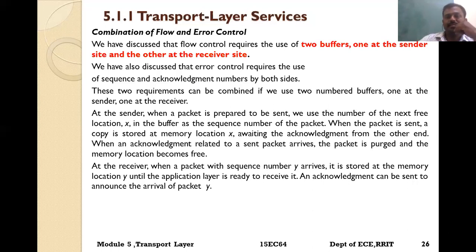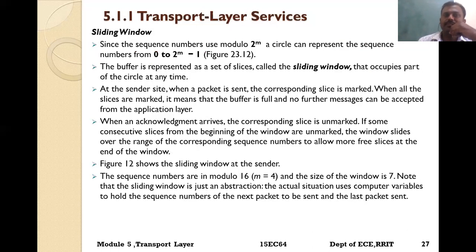So I will show the same thing with respect to the sliding window. We can see here that using a modulo 2^m method on a circle, we can represent sequence numbers from 0 to 2^m minus 1. Here we call it a sliding window. Why do we call it a sliding window? Because for every packet you have sent, the next packet you are going to send is in the next slot, so the window slides.